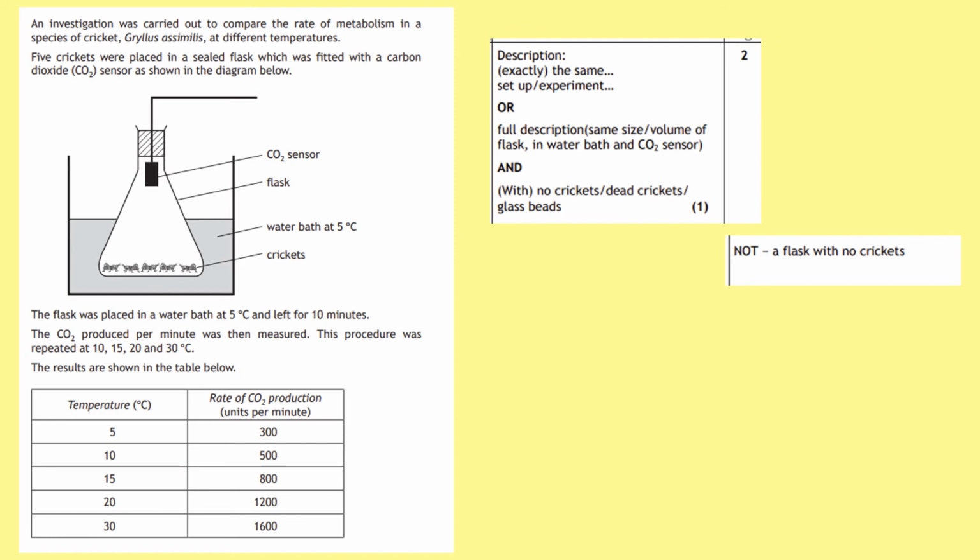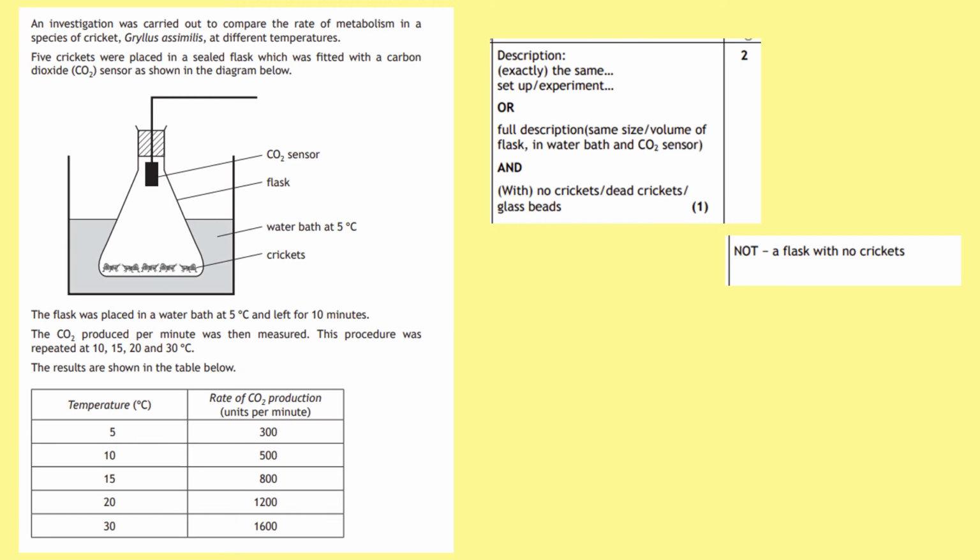And I'll show you that here in this mark scheme. So you can see here it's worth 1 mark. I know it says 2 in that column, but we haven't looked at the second half of this question. But for the first mark, you'll see that you need to say the description, so the same setup, the same experiment, and with no crickets, or with dead crickets, or with glass beads.